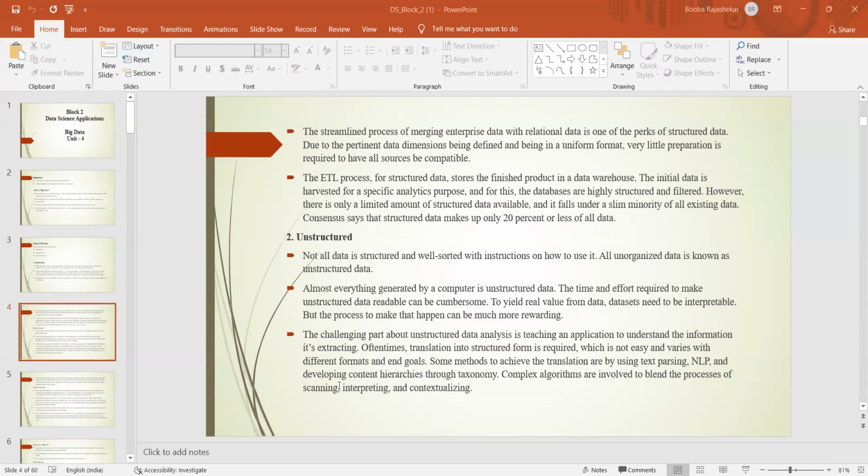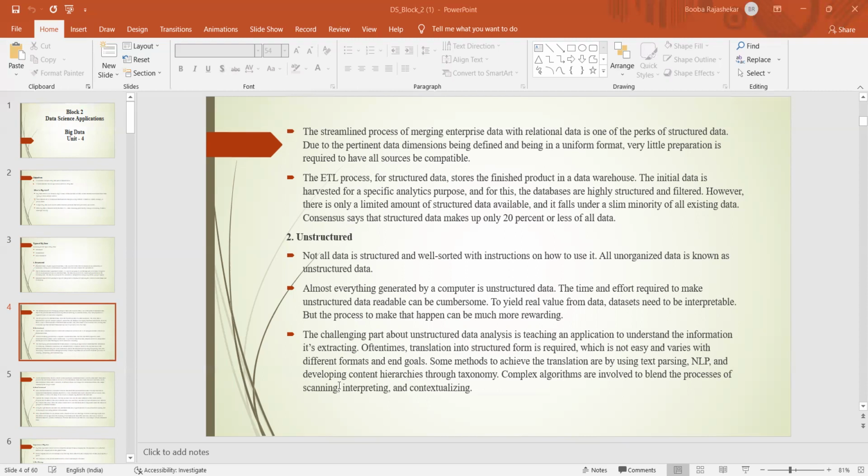Another one is the ETL process. For structured data, the finished product is in the data warehouse. The initial data is harvested for a specific analytical purpose, and for this the data is highly structured and filtered. There is only a limited amount of structured data available, and it falls under the slim minority of all existing data. So 20% or less of data is structured.